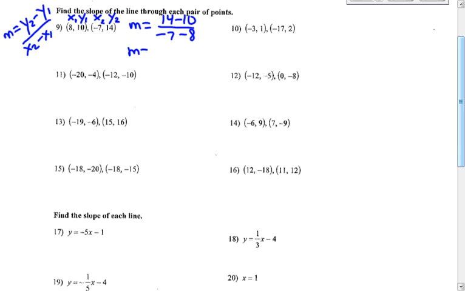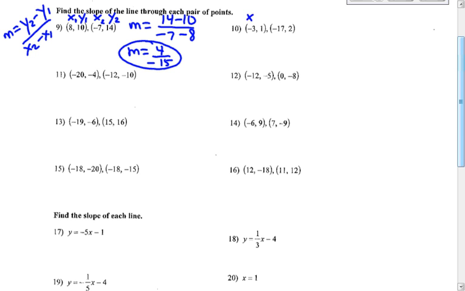So the numerator is 14 minus 10. The top of your fraction is 4. And the bottom of your fraction is negative 15. Negative 7 minus 8. That is good enough.